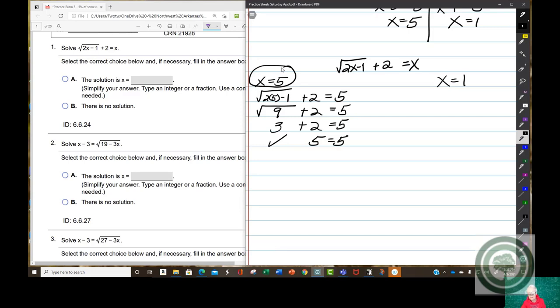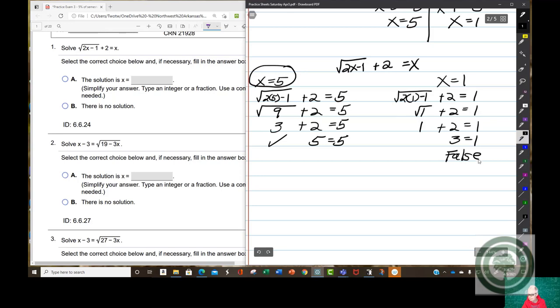Now let's check out 1. The square root of 2 times 1 minus 1, plus 2 equals 1. 2 times 1 is 2, minus 1 is 1, so the square root of 1 plus 2 equals 1. Now, this isn't going to work, is it? The square root of 1 is 1. Plus 2 equals 1, so 3 equals 1. That is false. So, x equals 1 is not going to be a solution.